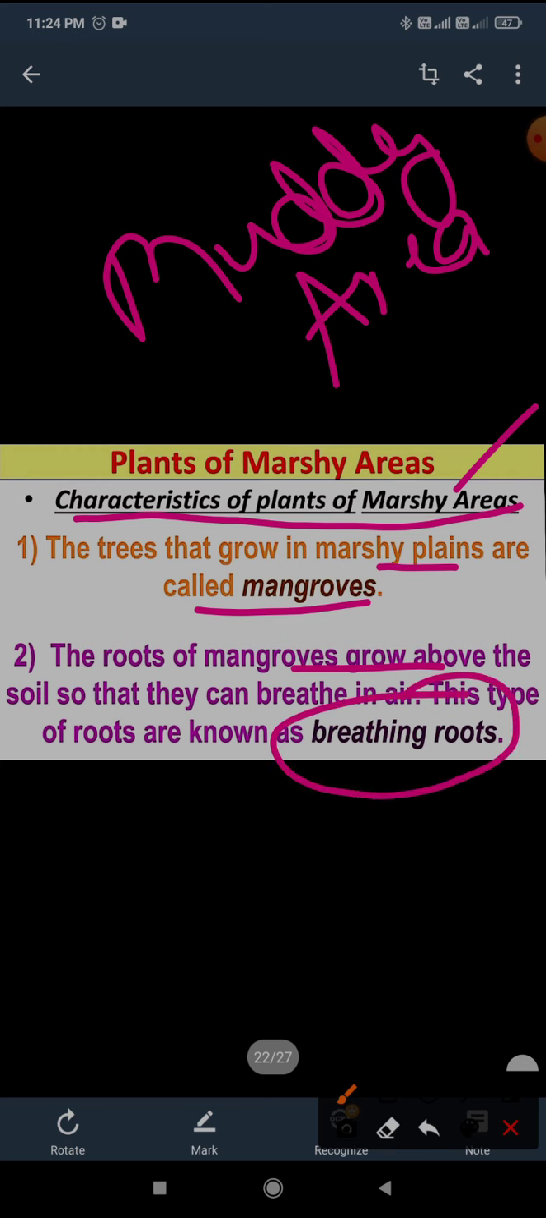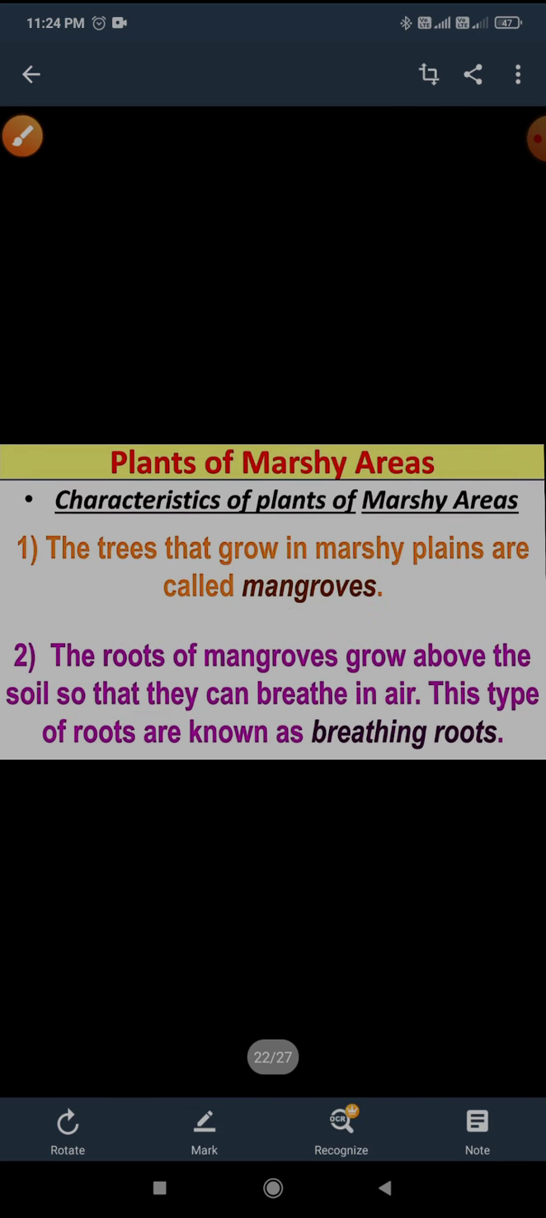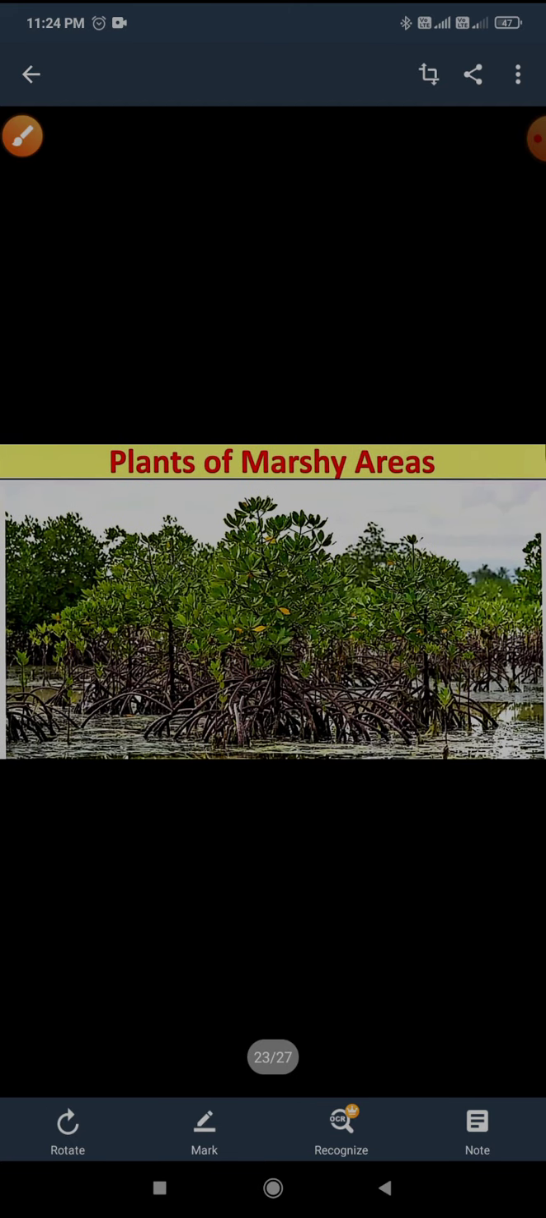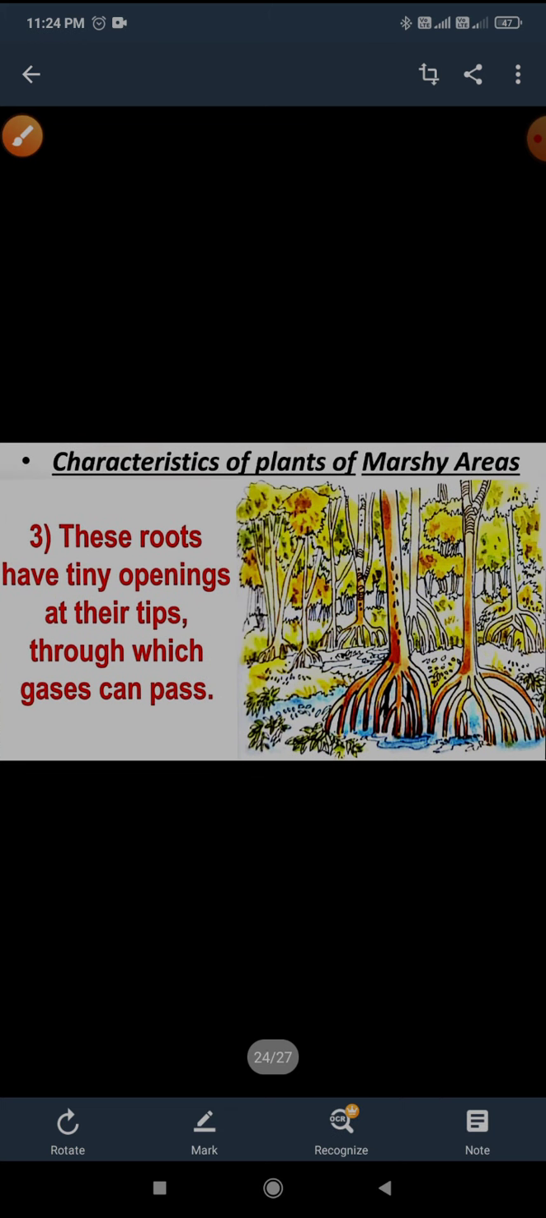This type of root is known as breathing root, and it grows above the soil. These mangroves grow above the soil, and that root can breathe. Now see some images here. You can see in this tree how the root is growing, and there is some space also to breathe in and out.